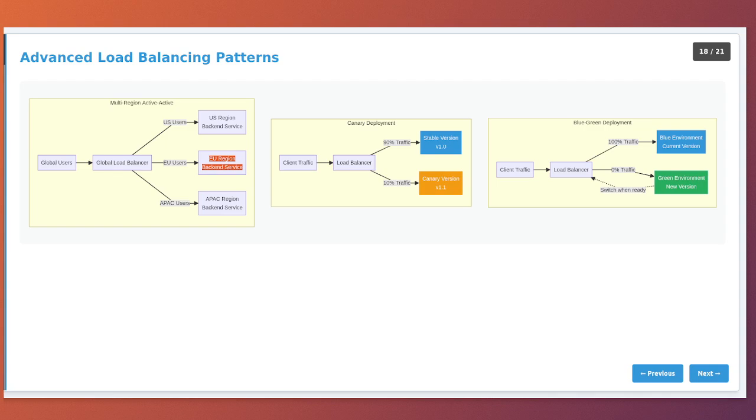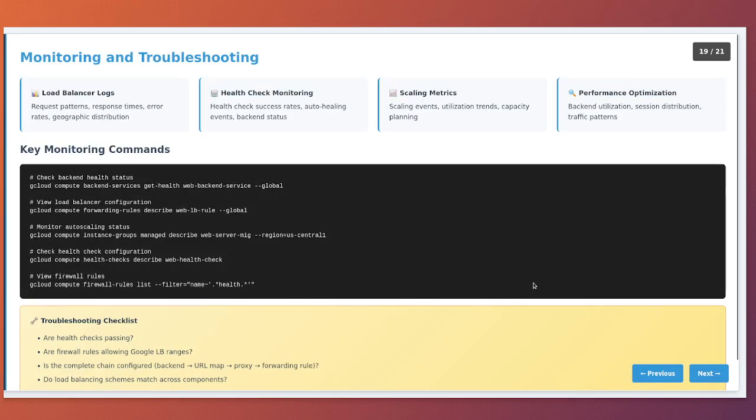Hybrid cloud architectures use Internet NEGs to include external endpoints in your load balancer. You can gradually migrate workloads from on-premises to cloud, or integrate with SaaS providers, all through the same load balancer configuration.